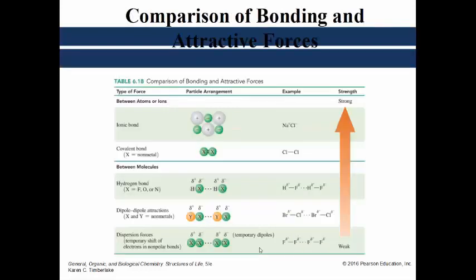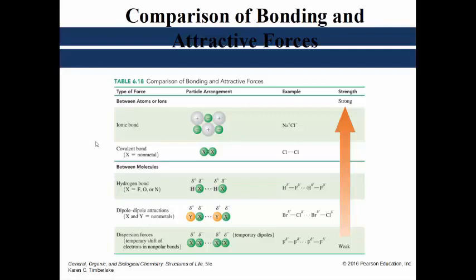Here's a chart that describes the weakest up to the strongest types of bonding between atoms and between ions. So we'll start with the weakest one here at the bottom. Dispersion forces. These are going to be very temporary, very weak. So the next strongest would be dipole-dipole attractions. We have attractions between nonmetals. Next strongest would be hydrogen bond. So those are the attractive forces between molecules.